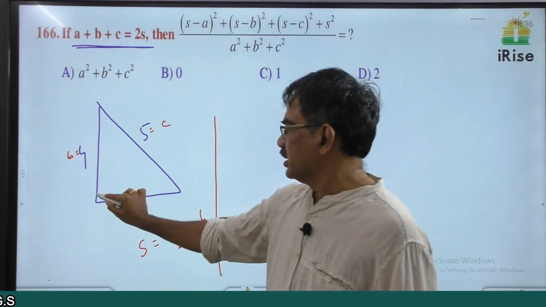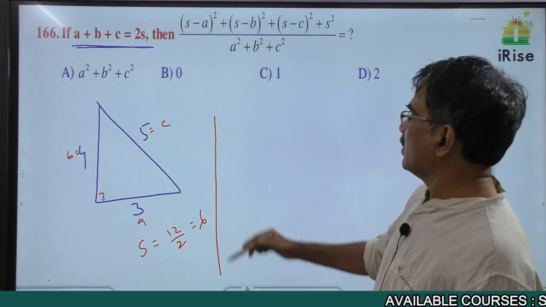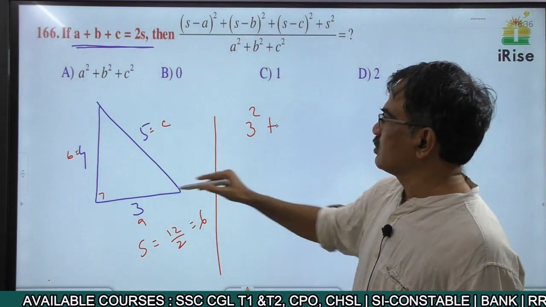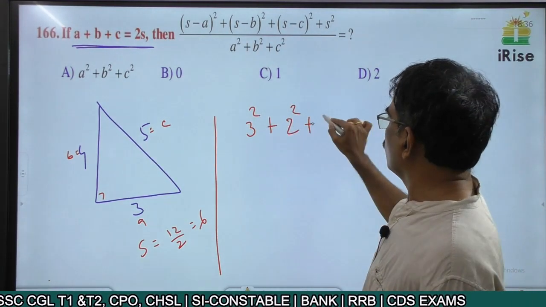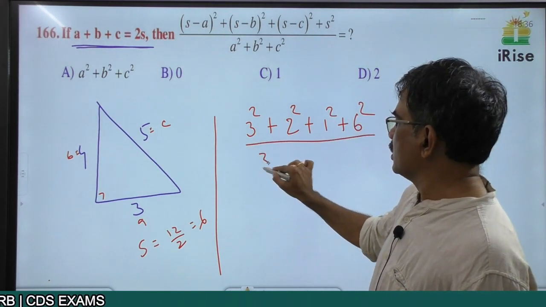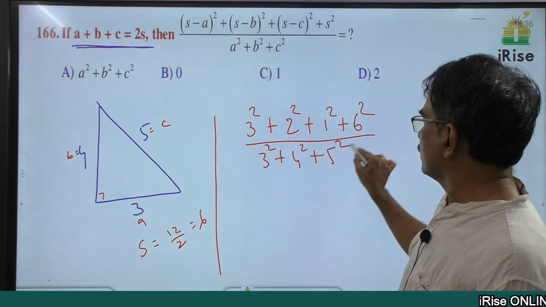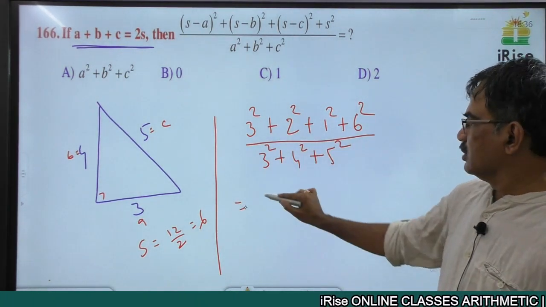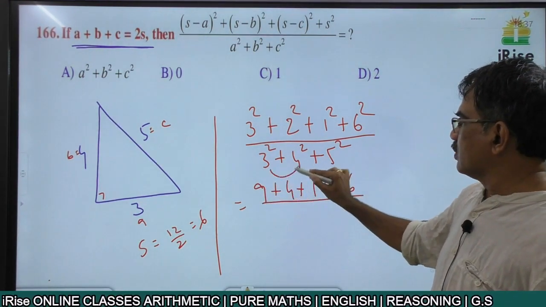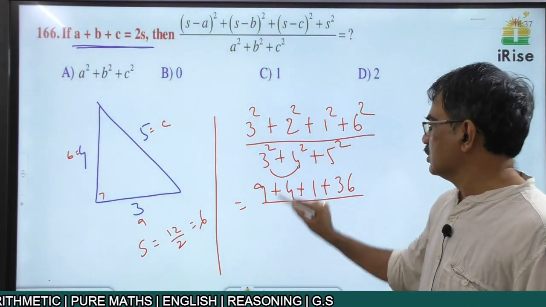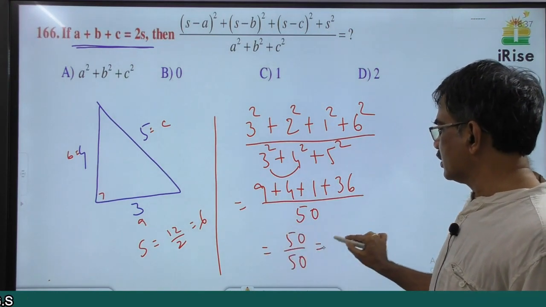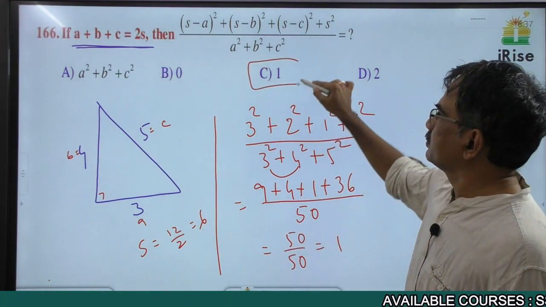Then I want to substitute here. s minus a, 6 minus 3, 3 square; 6 minus 4, 2 square; 6 minus 5, 1 square; plus 6 square by a square plus b square plus c square, 3 square plus 4 square plus 5 square. This is 9 plus 4 plus 1 plus 36 by, already 3 square plus 4 square is equal to 5 square, 25 plus 25, 50. Numerator is 50, denominator is 50. So the answer is 1.